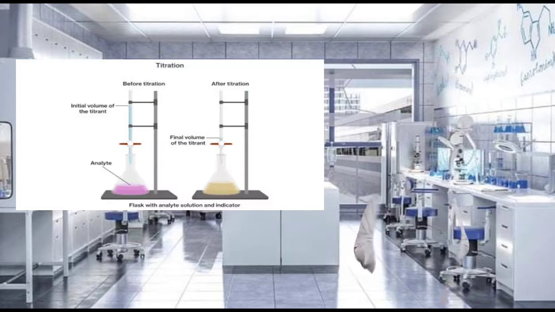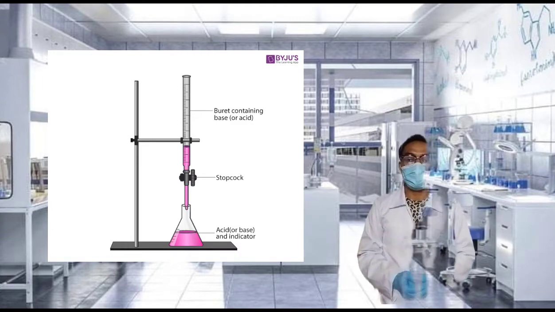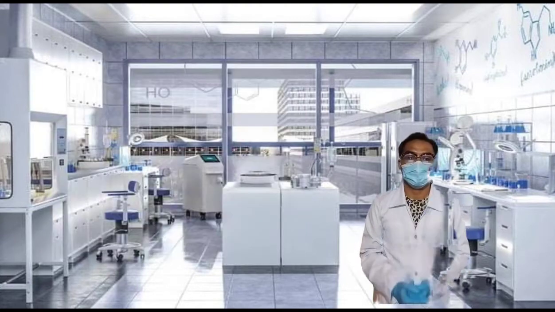The analyte is prepared by dissolving the substance being studied into a solution. The solution is usually placed into a flask for titration. A small amount of indicator is then added to the flask along with the analyte. The reagent is usually placed in a burette and slowly added to the analyte and indicator mixture.